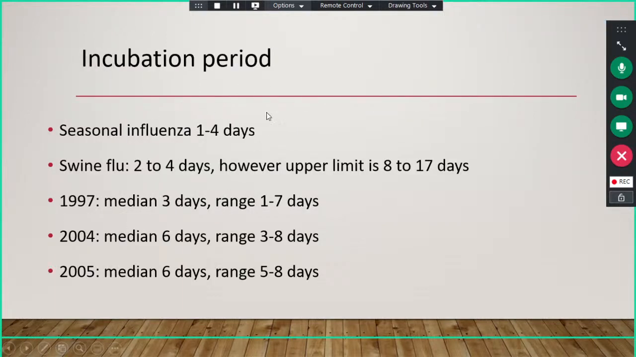The incubation period in seasonal influenza is 1 to 4 days. So it happens on the same day or up to 4 days. In the swine influenza epidemic in 2009, it was 2 to 4 days. However, the upper limit was as high as 8 to 17 days. In 1997, in an outbreak, it was 3 days. In 2004, 6 days. And in 2005, 6 days, suggesting that there may be a minor variation in the incubation period.